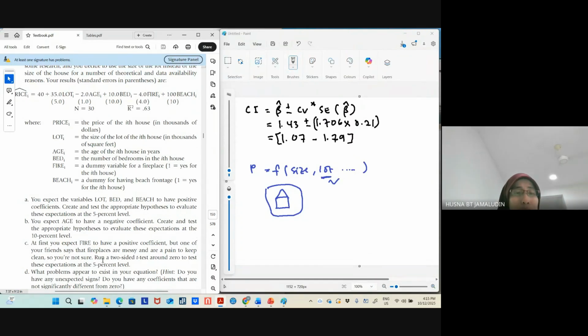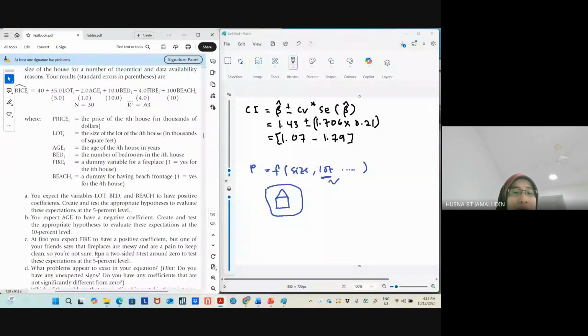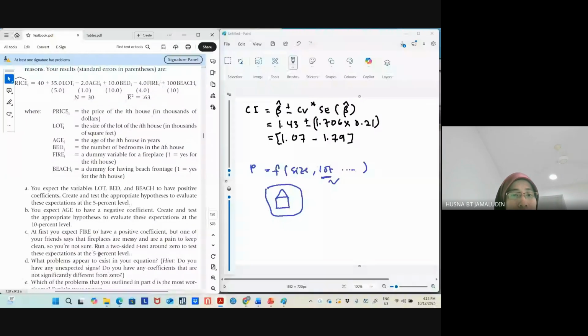Because you are not sure of the sign of the variable, you have to run a two-sided test. In this case, this is your question from the textbook, so they tell you to run a two-sided test. But in the final exam, they will not tell you to run the two-sided test. They will just say test the hypothesis. So if you're not sure, use two-sided. And run a two-sided test around 0.